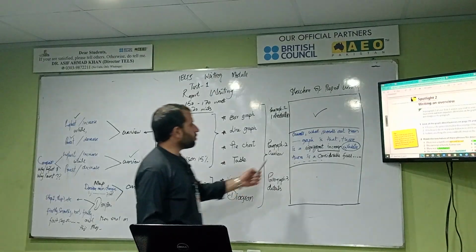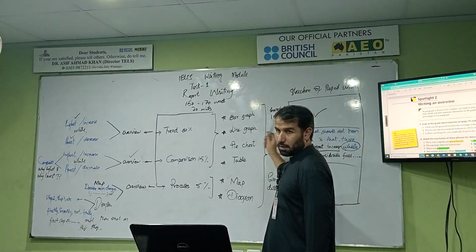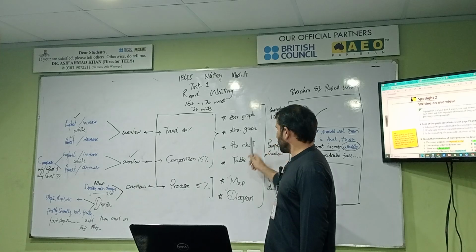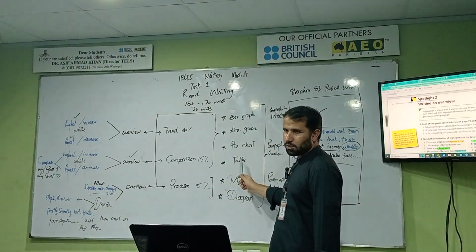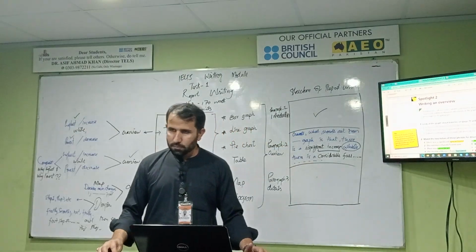Overall, what stands out from the graph is that if you have a bar graph, then you will write here bar graph. If you have a line graph, you will write line graph. If you have a pie chart, you can mention pie chart. Then table, map, and diagram. Got it? Yes. Any question?